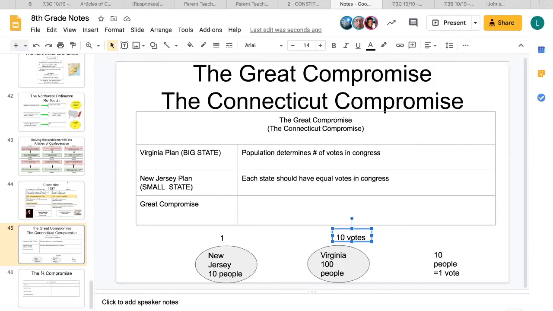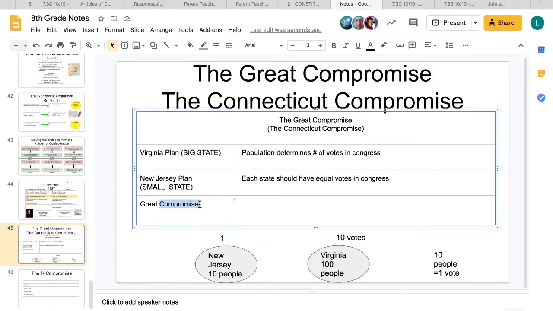How many colonies are there or how many states are there in 1787? 13. So are there going to be enough small states to beat Virginia under the Virginia plan? No. So can we do the Virginia plan? Can we do the New Jersey plan? No. So what do we need to do?